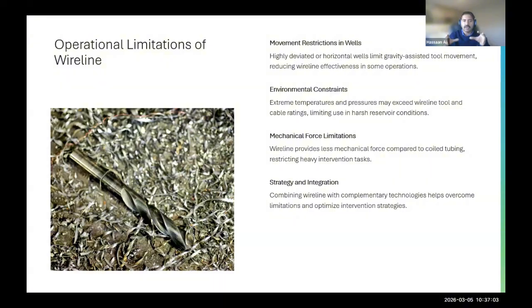We are encountering extreme pressures and temperatures, right? Which can result in equipment limitations and reliability issues. So that also plays a very important factor when you are doing a tool string design. Mechanical force limitations also, obviously, right? Wireline provides less mechanical force compared to coil tubing, and it cannot do very heavy intervention tasks. It can do light intervention tasks, but there's not a lot of mechanical force right over there. So it's limited with heavy intervention tasks. And combining wireline with complementary technologies helps to overcome limitations and optimize intervention strategies.